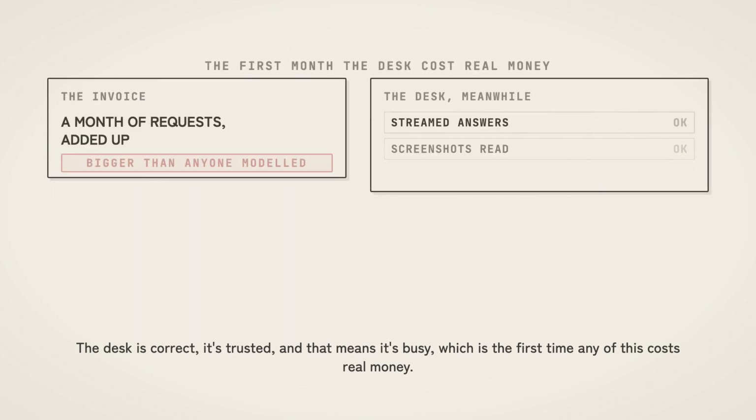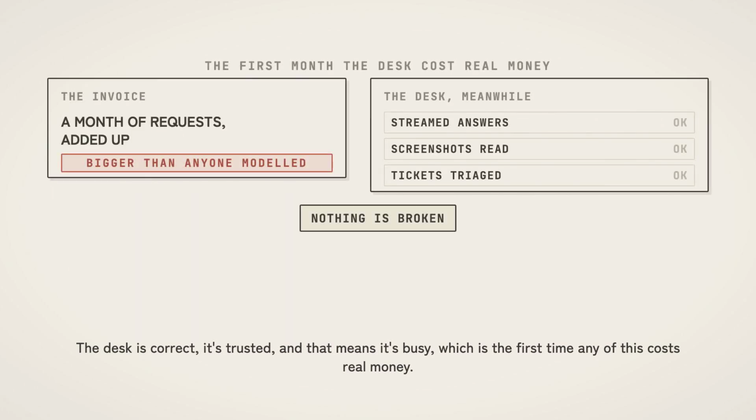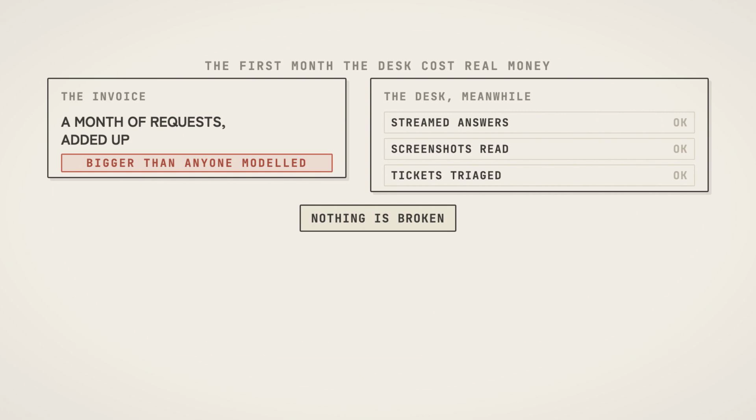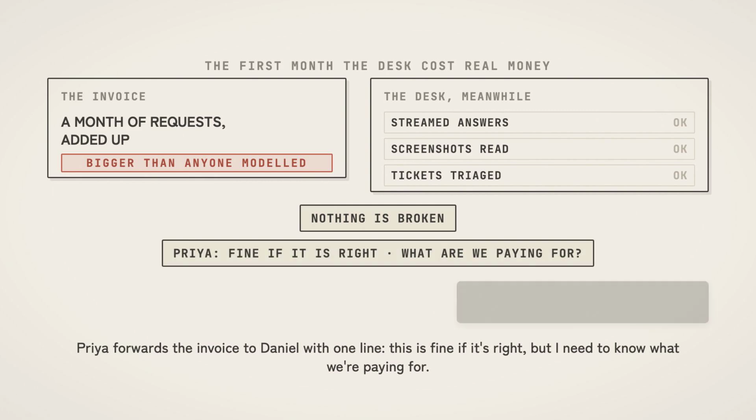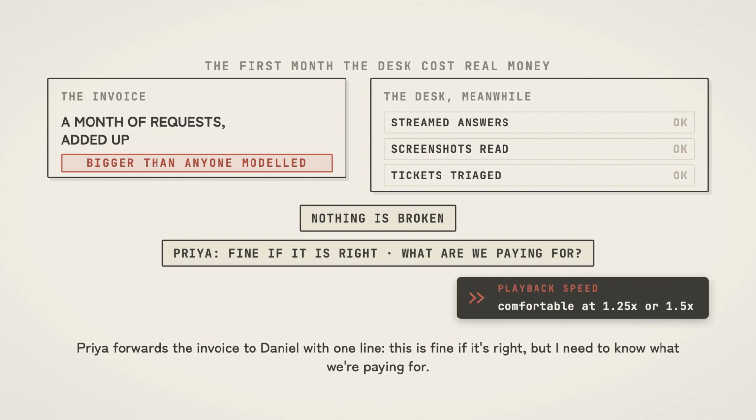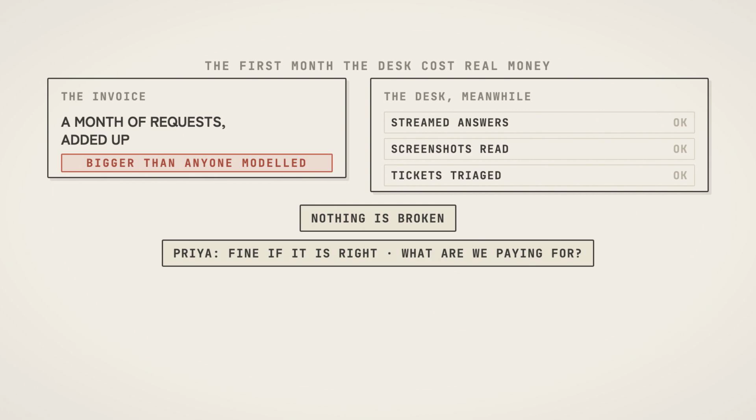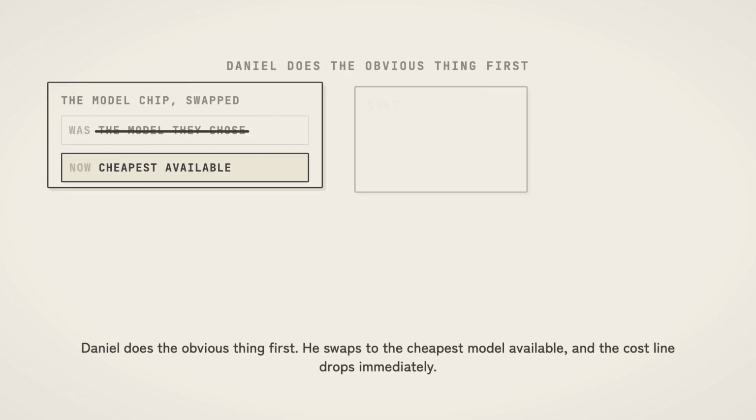The desk is correct, it's trusted, and that means it's busy, which is the first time any of this costs real money. Priya forwards the invoice to Daniel with one line: "This is fine if it's right, but I need to know what we're paying for." Daniel does the obvious thing first.